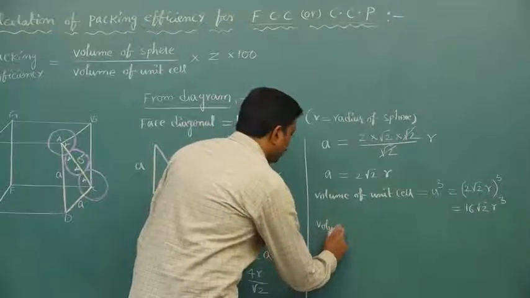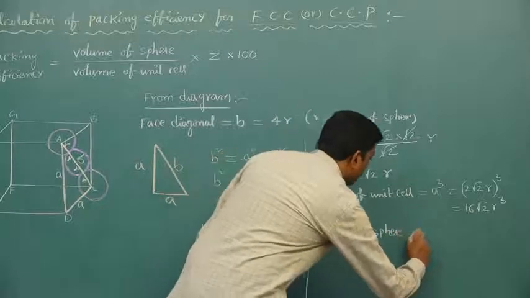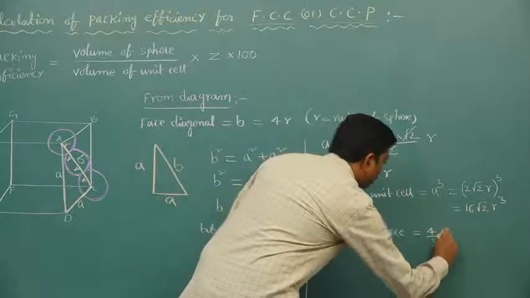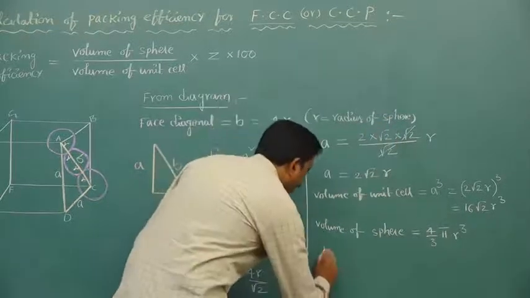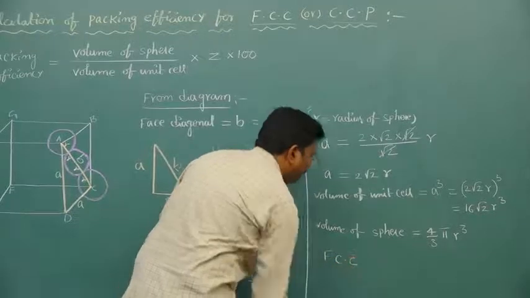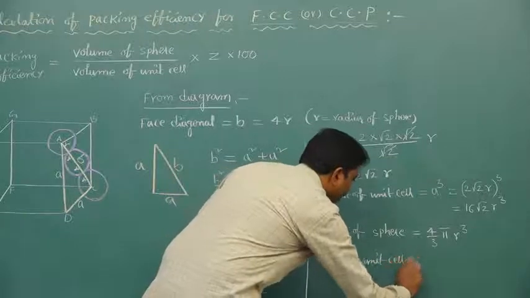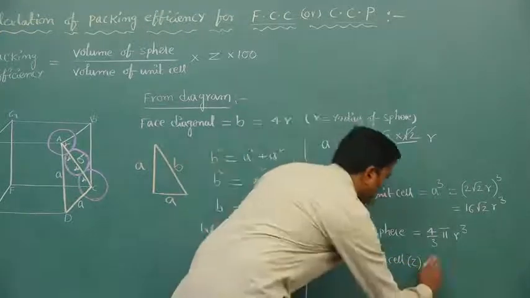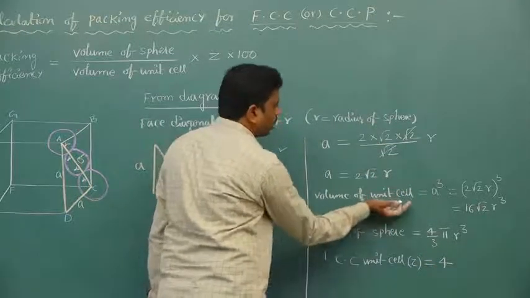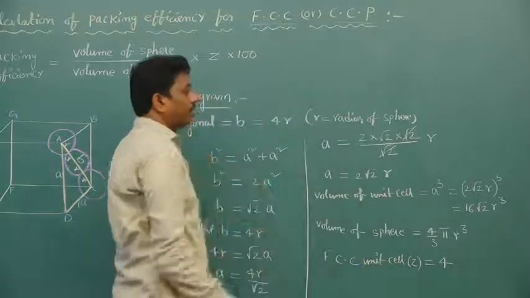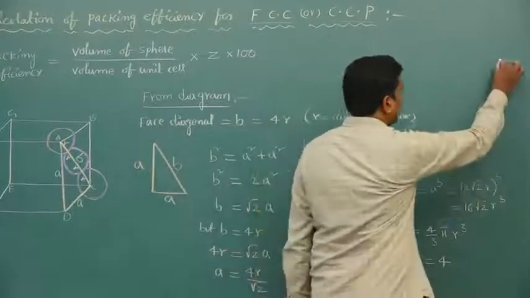And volume of sphere is equal to 4 by 3 pi r cube, where r is equal to radius of sphere. And for FCC or CCP unit cell, Z value, Z is important, Z is called unit cell constant, that is 4. Now, we have Z, volume of sphere and volume of unit cell. By substituting all these in the packing efficiency formula, it is possible to calculate packing efficiency. Once observe the calculations.